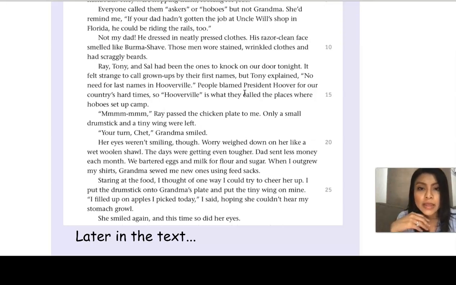The days were getting even tougher. Dad sent less money each month. We bartered eggs and milk for flour and sugar. When I outgrew my shirts, Grandma sewed me new ones using feed sacks. Staring at the food, I thought of one way I could try to cheer her up. I put the drumstick onto Grandma's plate and put the tiny wing on mine. I filled up on apples I picked today, I said, hoping she couldn't hear my stomach growl. She smiled again, and this time, so did her eyes.